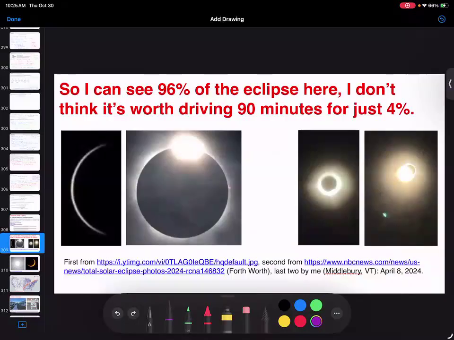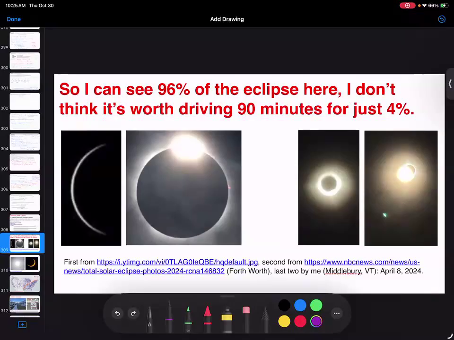Was Siena in the line of totality? No, we needed to drive up, but yeah, you have to drive a little bit. We had to drive about 3 hours to Middlebury to see it. And my daughter was unfortunately still very sick back then. So we drove up a little bit the night before.